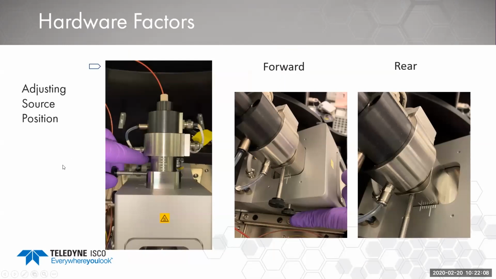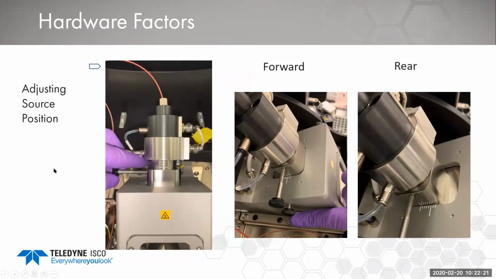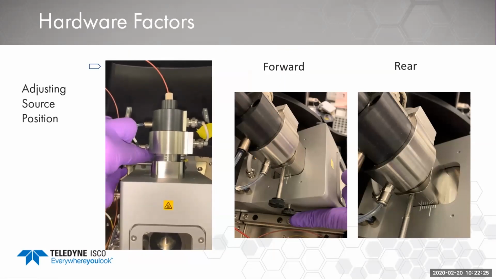So we can also adjust the location. Instead of just making sure we have flow, we can actually make sure that that flow is optimized for how we're introducing it into the source and into the cone of the mass spec. So if we adjust the ionization, or the capillary setting, notice how I'm doing that one-handed.